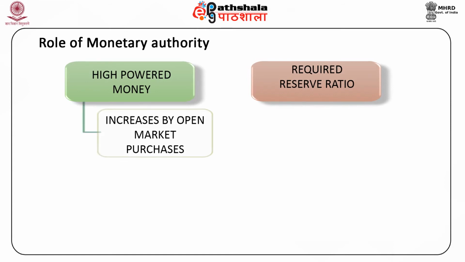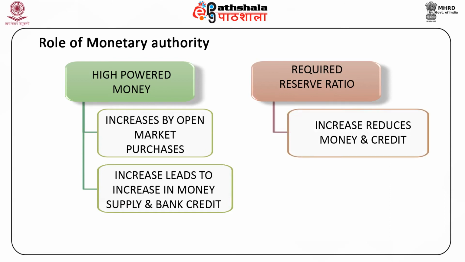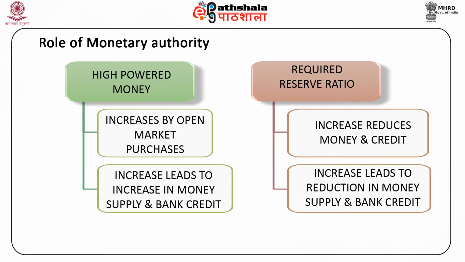High-powered money: the RBI can increase the high-powered money by engaging in open market purchases. An increase in high-powered money leads to an increase in the money supply and bank credit, which is a multiple of the increase in the high-powered money due to the money and bank credit multiplier. The required reserve ratio: an increase in the required reserve ratio reduces the money and credit multiplier and therefore leads to a reduction in the money supply and bank credit, whereas a decrease in the required reserve ratio has the opposite effect.